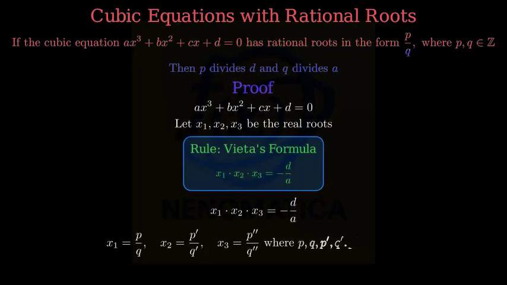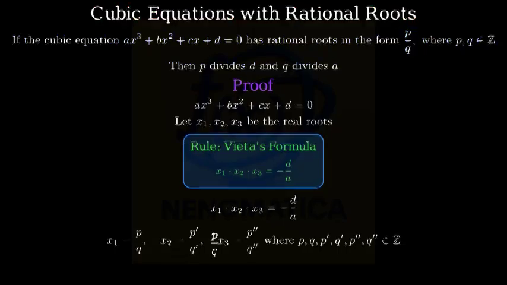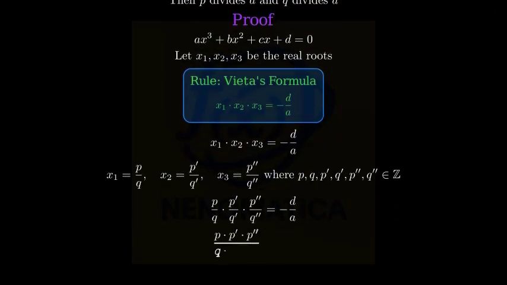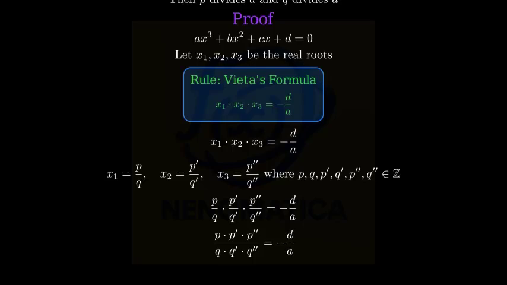Let's assume x1 equals p over q, x2 equals p prime over q prime, and x3 equals p double prime over q double prime, where all p's and q's are integers. Substituting these into our product formula, we get the product of p over q times p prime over q prime times p double prime over q double prime equals negative d over a. Let's simplify this equation. We can rewrite it as the product of p times p prime times p double prime divided by the product of q times q prime times q double prime equals negative d over a.